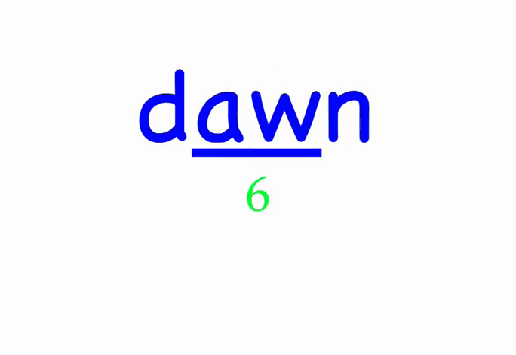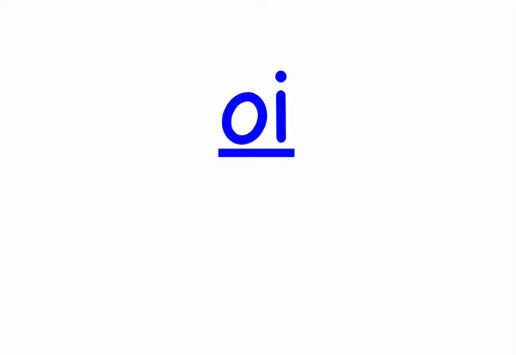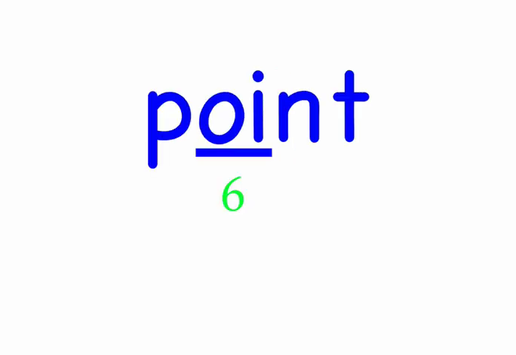Dawn. Row 5. Point. His point of view is well taken. Point. 4 sounds. P, oi, n, t. Point. New. I would like to buy a new car. New. 2 sounds. N, oo.